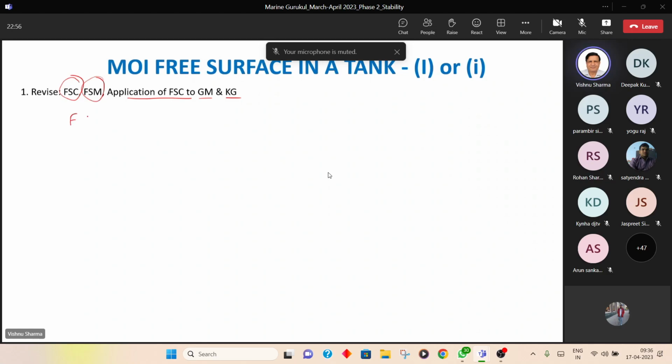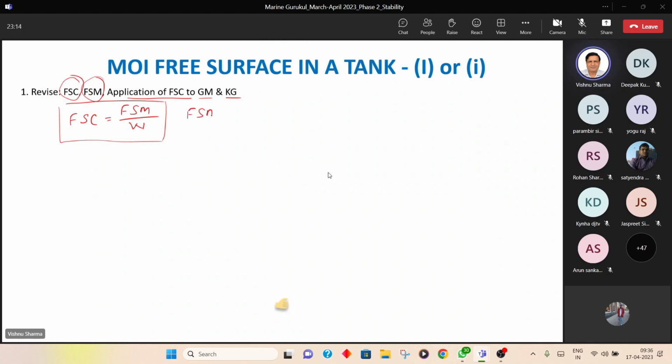We all know what is free surface correction. We know free surface correction is FSM upon displacement. Correct, guys? Or any doubts on that? Okay, then how do you get FSM?